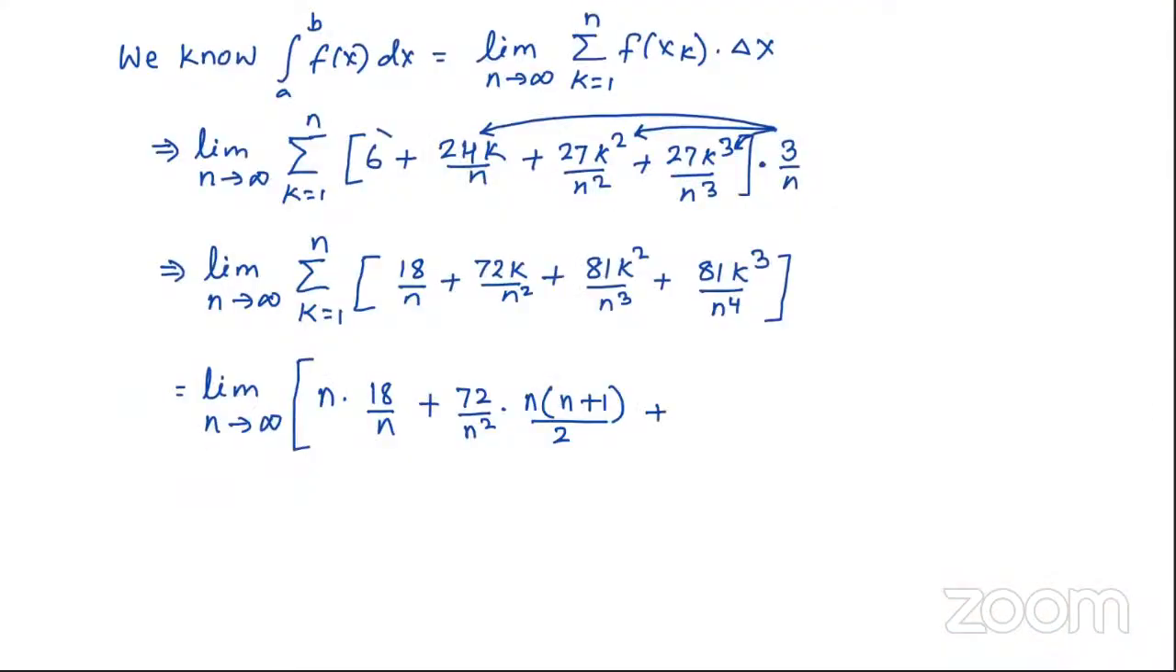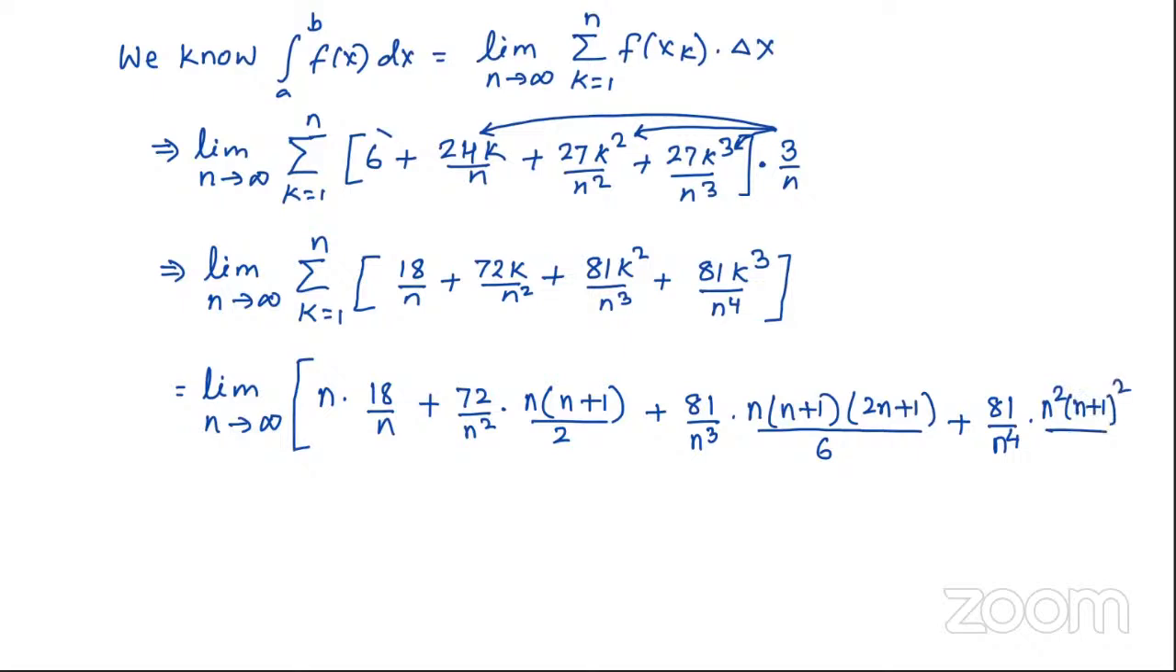Then plus, in the third one, we have 81 over n cubed, a constant, multiplied with k squared, the sum of k squared, k equal to 1 through n. You know the formula. What was that? n times n plus 1, then 2n plus 1 over 6. Very good. Plus, in the last one, 81 over n to the 4 is a constant. And then the sum of k cubed, if you look at your formula, is n squared times n plus 1 squared over 4.